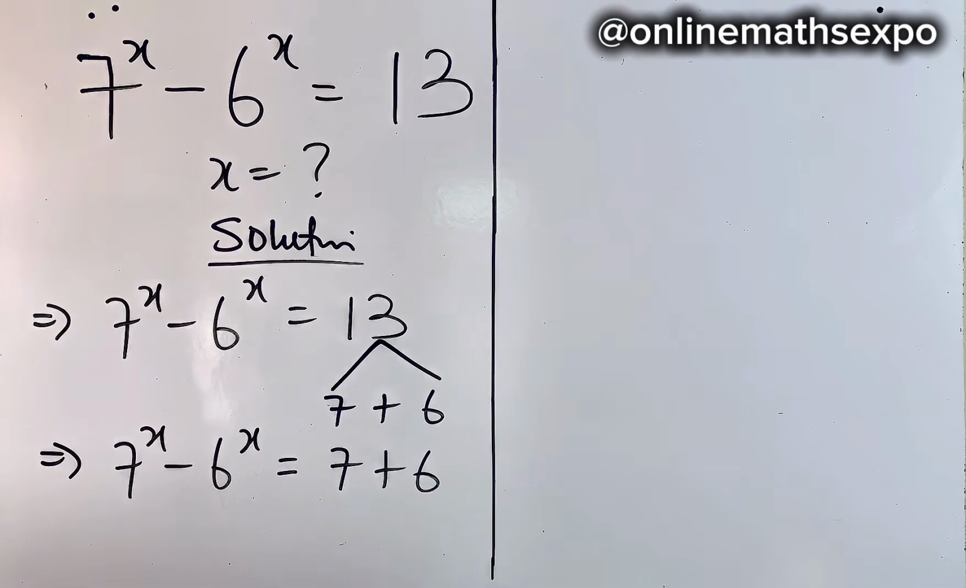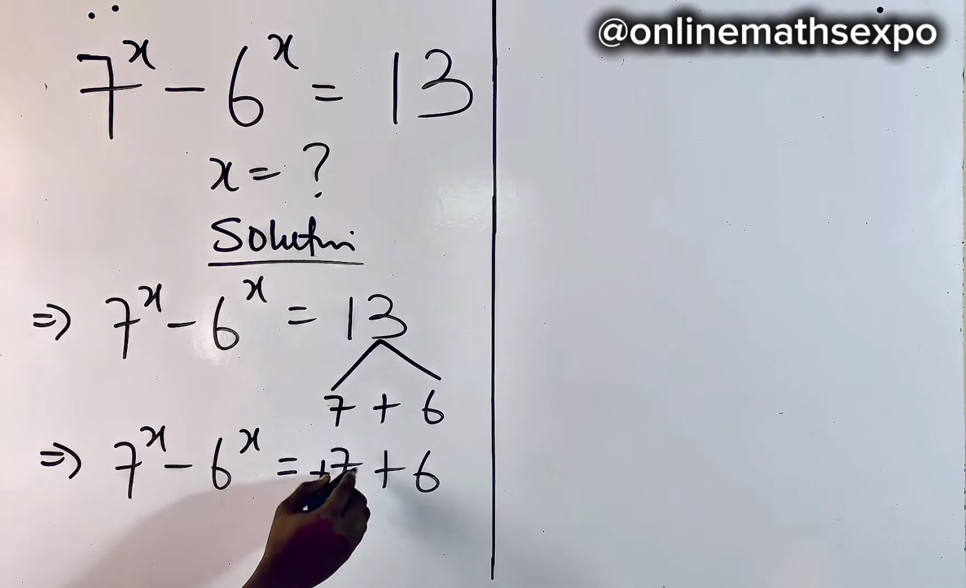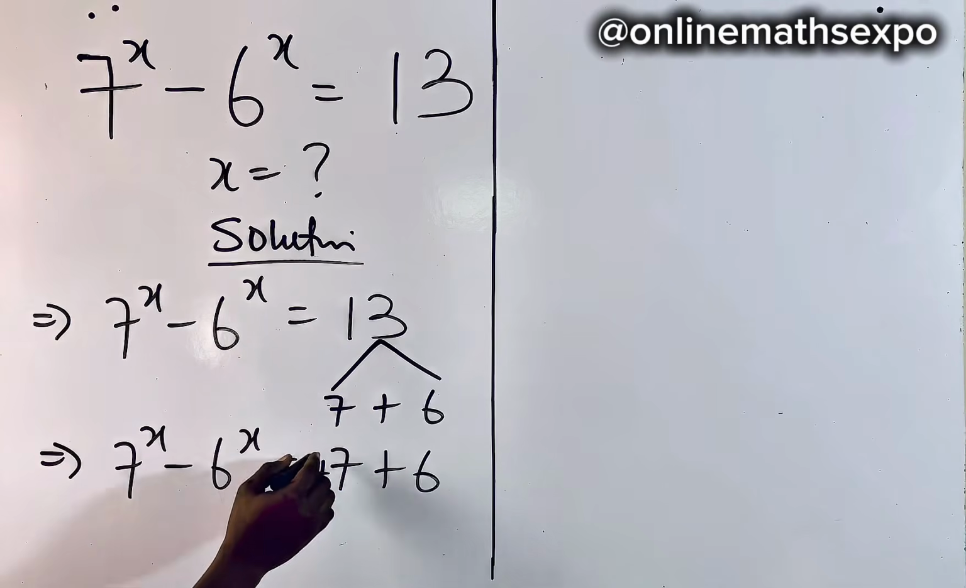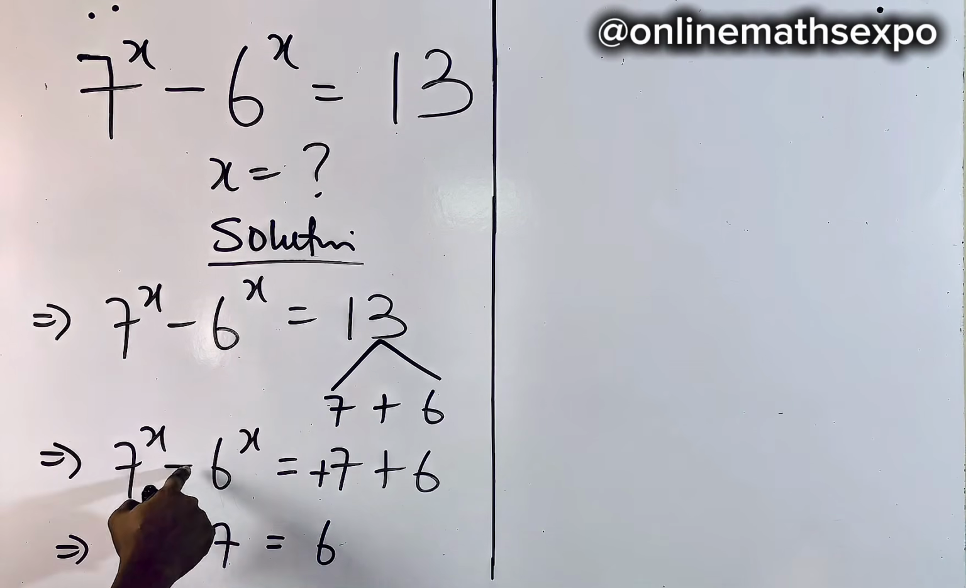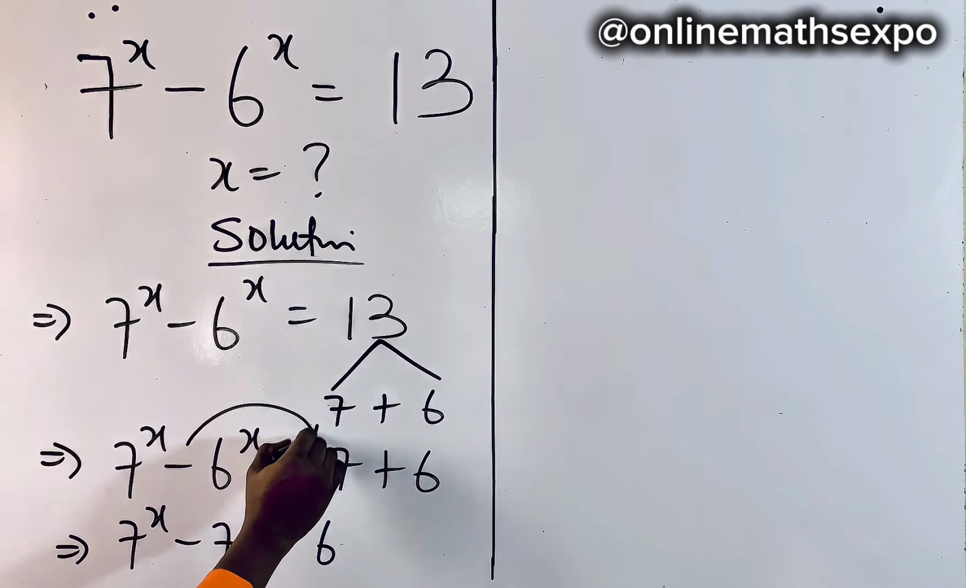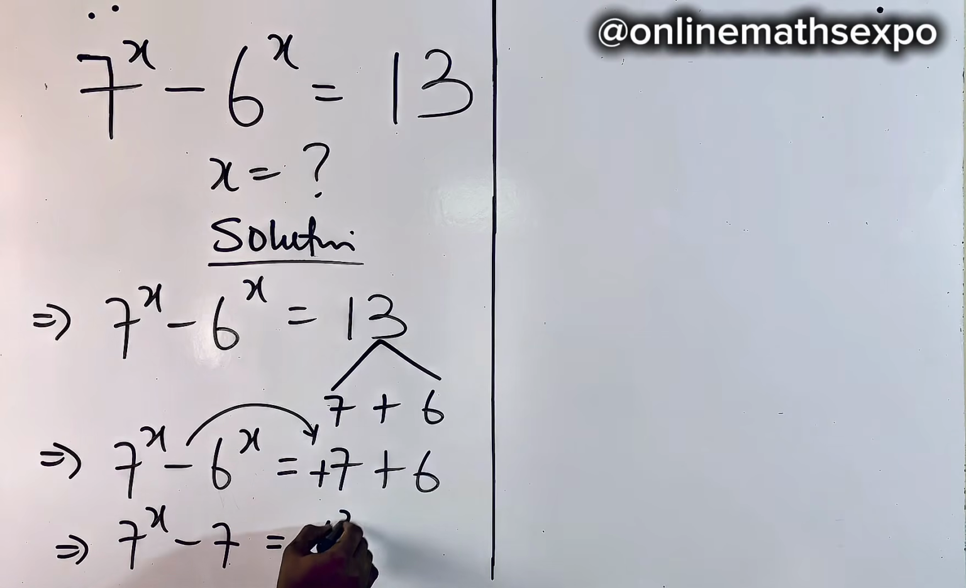What do you do next? Let's take this 7 to the left side. It's positive. So if you do that, we subtract. So it's going to give us 7 to the x power minus 7 is equal to 6. Now we move this to the right side. It's going to be positive 6 to the x, then add 6. So what do you do next?